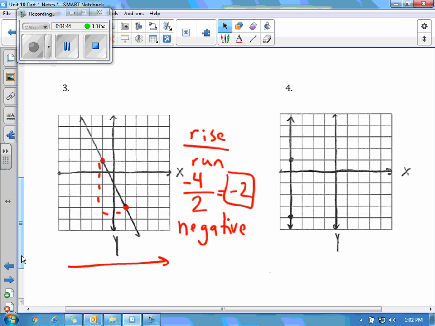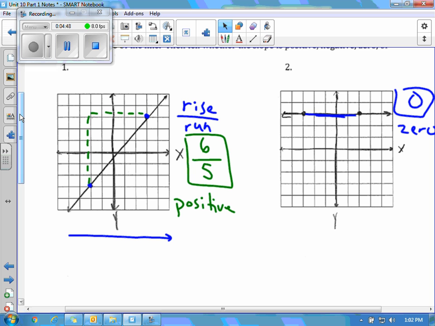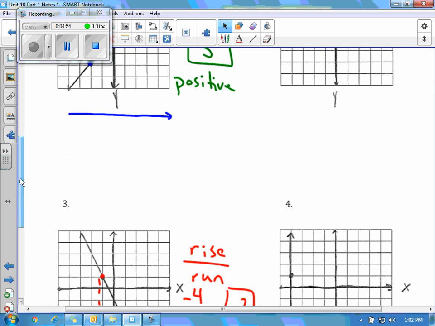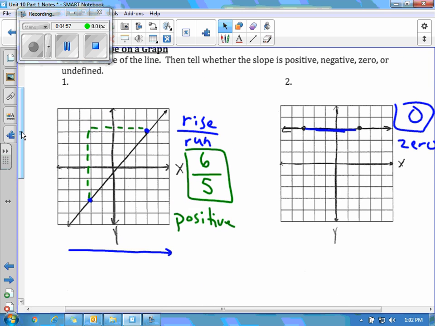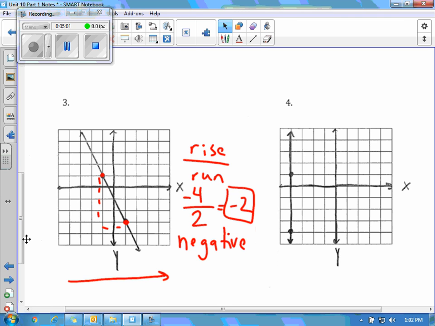So looking at 1 and 3, a couple things I want you to notice. We always go up or down first. So on number 1, we went up. On number 3, we went down. But if you notice, we always go to the right. So number 1 went up and to the right. Number 3 went down and to the right. So the bottom of your slope should always be positive. The top can be negative if you're looking at your graph and going left to right.